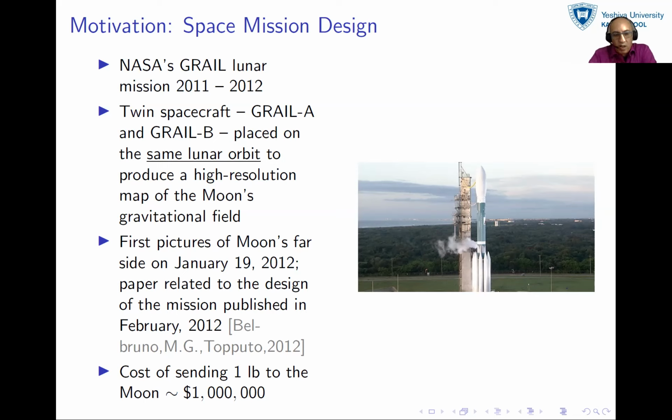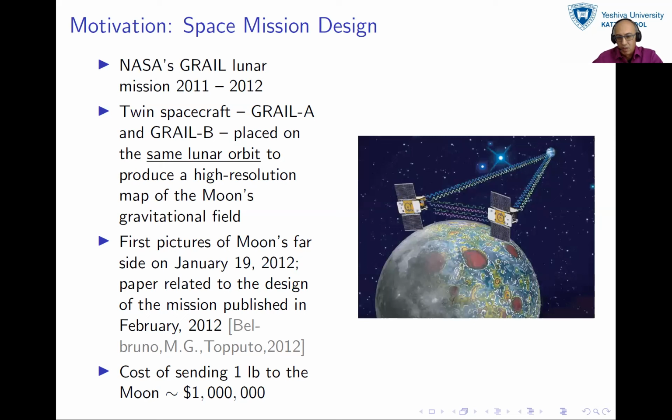I'm going to give a recent example of a research mission to the moon. It was NASA's GRAIL lunar mission that happened between 2011 and 2012. This was a mission to produce a high-resolution map of the moon's gravitational field. And it was quite interesting. It sent 2 satellites to the moon. These satellites had to be placed more or less on the same orbit, as you see in the picture. And they communicate to each other.